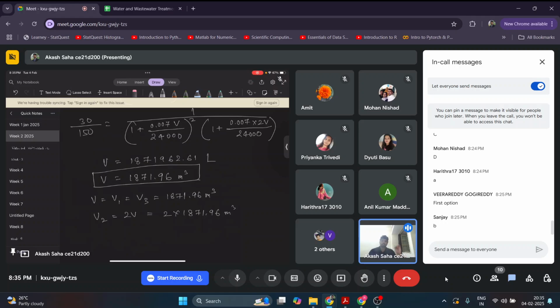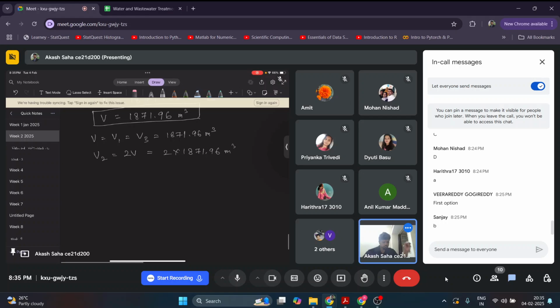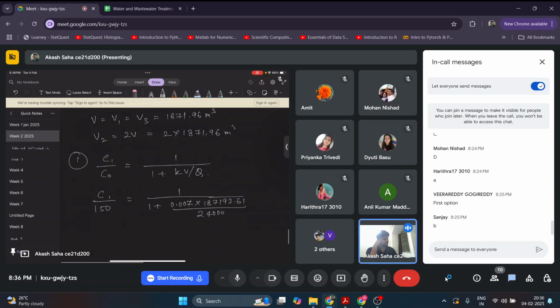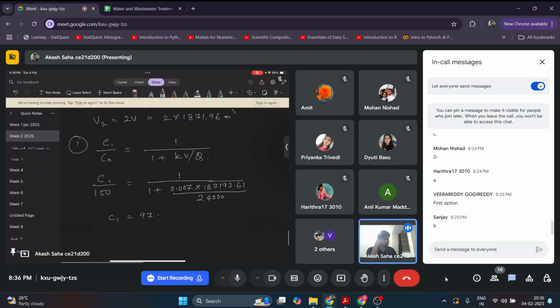Okay. Now we have found out the volumes. Now we have to find out the individual efficiencies for all the reactors, right? So what will we do? We will take the first equation. The first equation was nothing but C1 by C0 is equal to 1 by 1 plus kV by Q. C1 we don't know, C0 was 150, and 1 by 1 plus 0.007 into 1,871,962.61 divided by 24,000. Okay, so I'll get C1 as 97 milligram per liter.